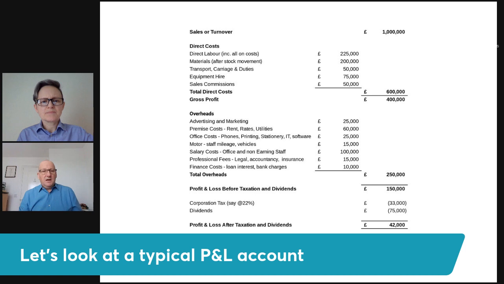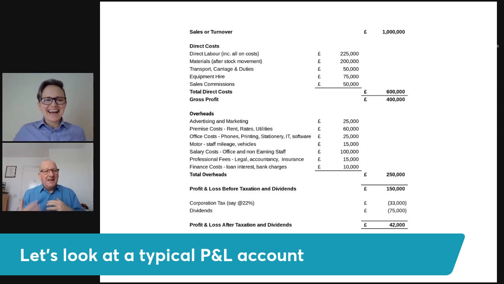finance costs. One of the things we haven't got there is depreciation, and depreciation could be in both. Because if it's depreciation to do with the office, it'll go in overheads. But if it's depreciation to do with something that's involved in producing the income, then it'll usually go into direct costs. So you can split it.